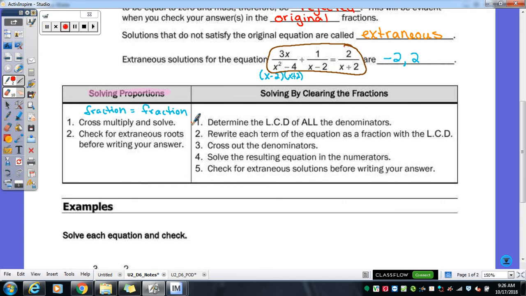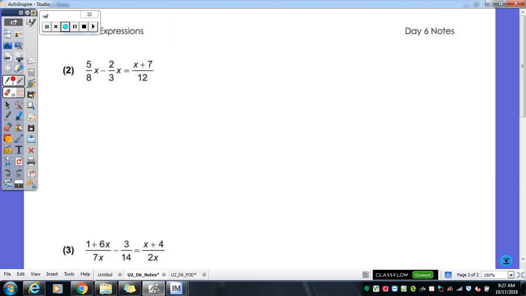You determine the least common denominator for all of your fractions. So you would look at all 3 of them and find your common denominator. Rewrite them with the common denominator, and then the rule is once all 3 of those have the same denominators, the denominator really doesn't matter anymore. You're just going to solve the numerators like a regular equation. So you cross out the denominators and then solve and check for extraneous roots. So let's go to the back and take a look.